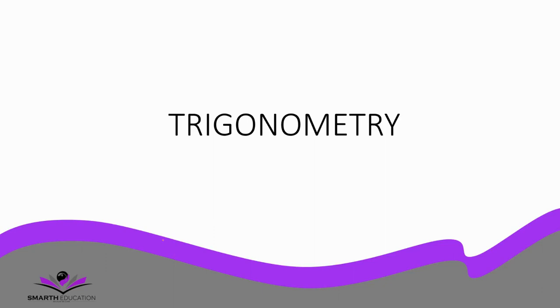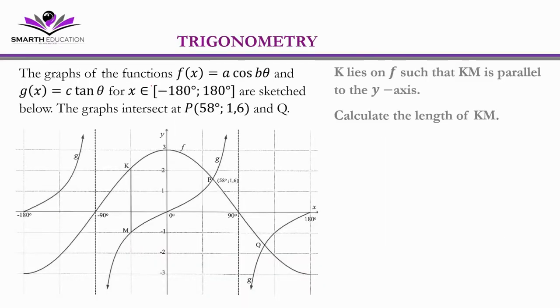Welcome back. Let's do question 2.5. The graphs of the function f of x equals a cos b theta and g of x equals c tan theta for this domain are sketched below. The graphs intersect at P and Q.